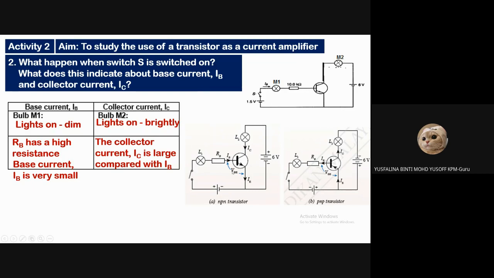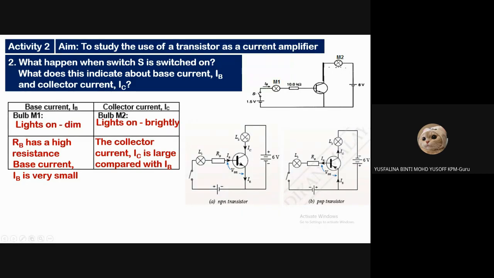The base current only needs a small current. If you increase the current a little, say 0.01, the amount of collector current will be larger. So that's why they need to put RB as a high resistance, so it can control the amount of current. It has to be very small. And then let's look at the bulb L2 here.